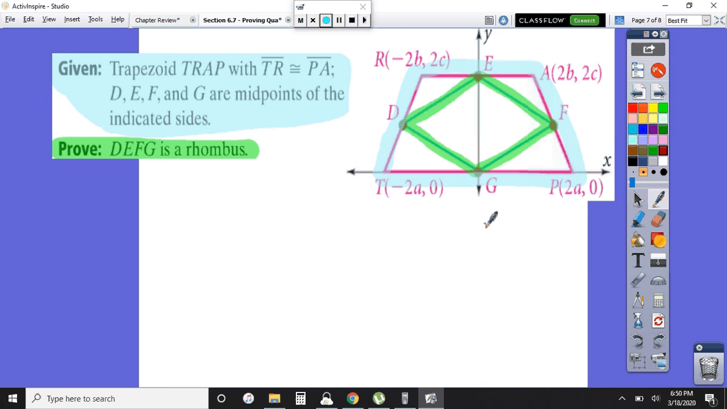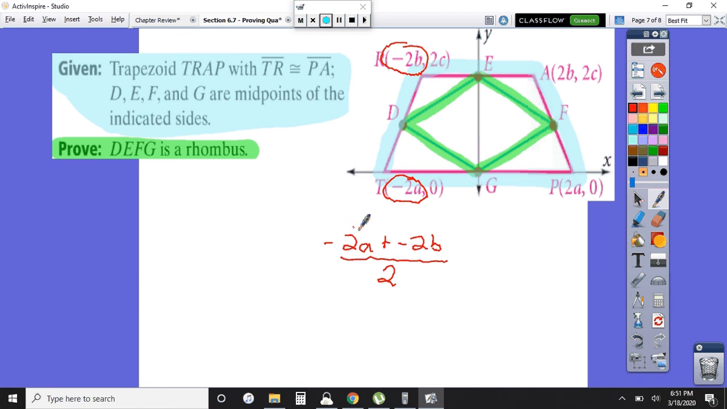So we need to figure out first, what are the midpoints of D, E, F, and G here? All right, so to find the midpoint, all we really had to do was find the average of our two endpoints. So if we start with D here, T is one endpoint and R is the other endpoint. And so we want to find the average of the x coordinates and of the y coordinates. Okay? So the x coordinates are negative 2b and negative 2a. So if I added those together, and I found the average, I divided it by 2 because there's two sides.